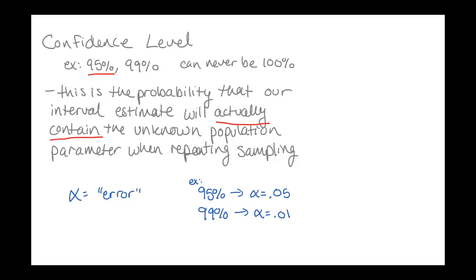Something that goes along with this is the alpha value. This is the Greek letter alpha. It looks kind of like a little fish. And this is the error. So if we have a 95% confidence level, that would be an alpha of 0.05. 99% confidence level, alpha of 0.01. These are always listed as decimals rather than percentages, and you'll see this in the book. So it goes hand in hand with our confidence level.